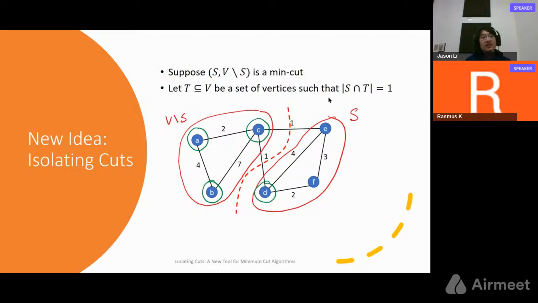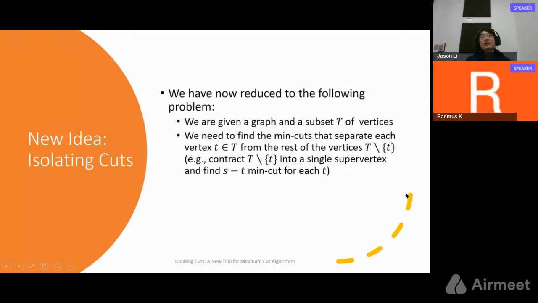So here's a picture of the current setting. Suppose that S, V minus S is the target min cut. Now let T be our sample set, and in this case this is a success condition, a successful sampling where exactly one vertex in S was sampled. So if we successfully sample, we've essentially reduced ourselves to the following problem. We're given a graph and a subset T of vertices, and we want to find the min cut that separates some vertex in that sample from all the other vertices in the sample. Of course, we don't know which vertex is isolated from the rest, so we just try them all. So we want to find, for each sample vertex T, the min cut that separates that vertex from everyone else. And we want to do this for each T because, again, we don't know which T is isolated.